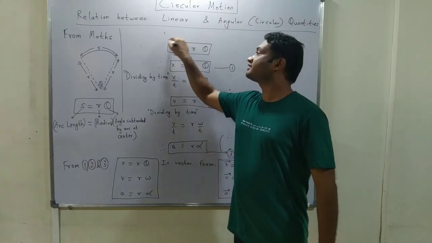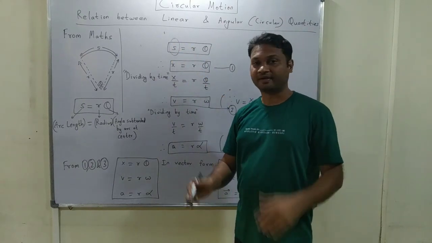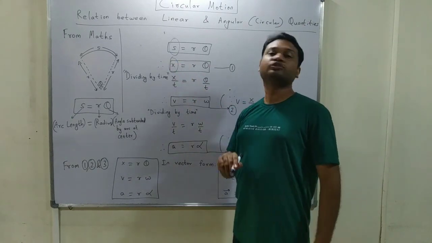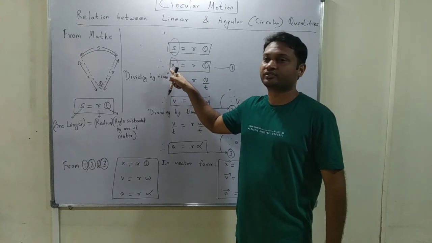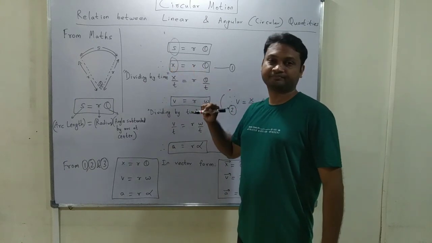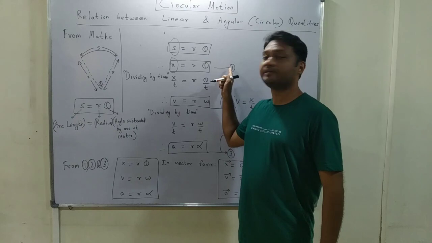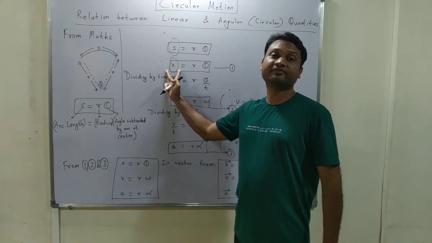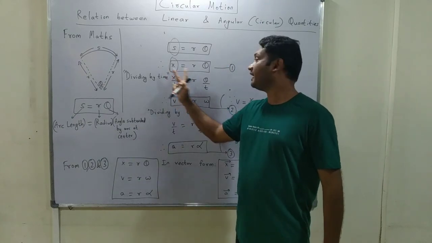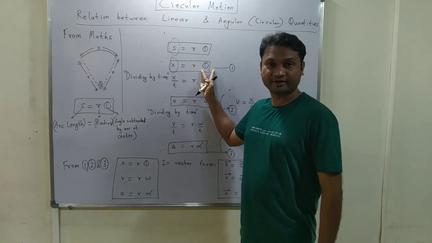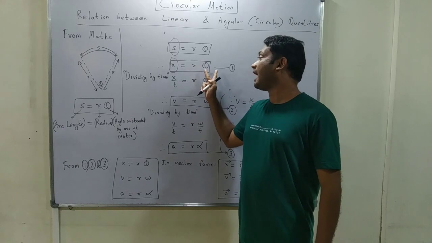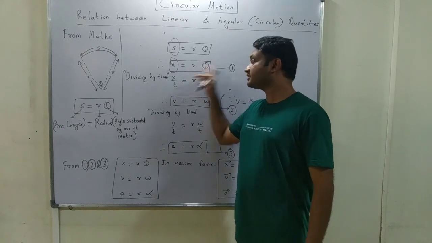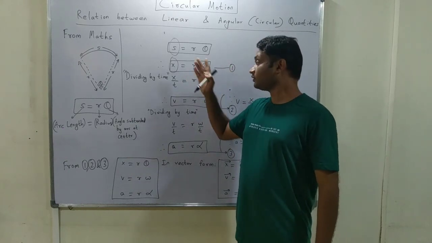Now in physics, s denotes displacement and x also denotes displacement. So instead of s, I am writing x. So x is r theta. This is our first relation between linear, that means linear displacement, and angular, that means angular displacement. So linear displacement x is radius into angular displacement theta. This is our first relation.